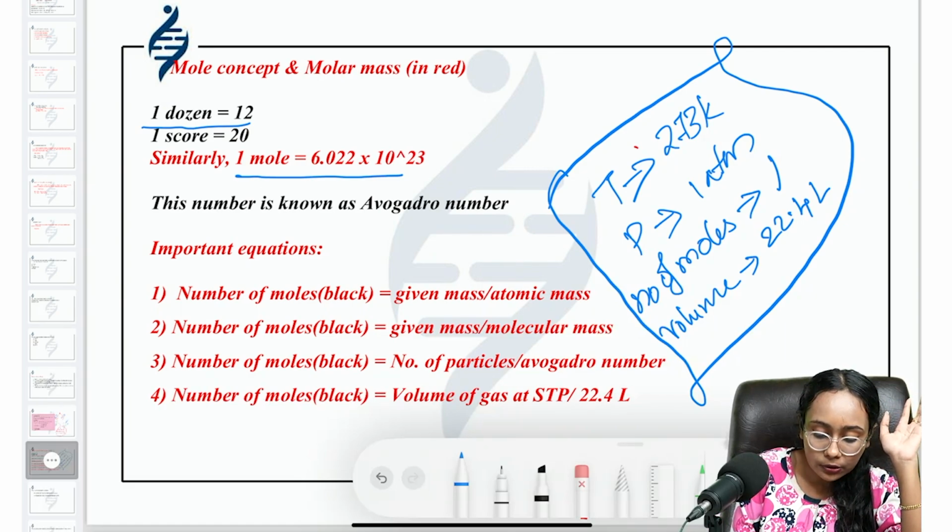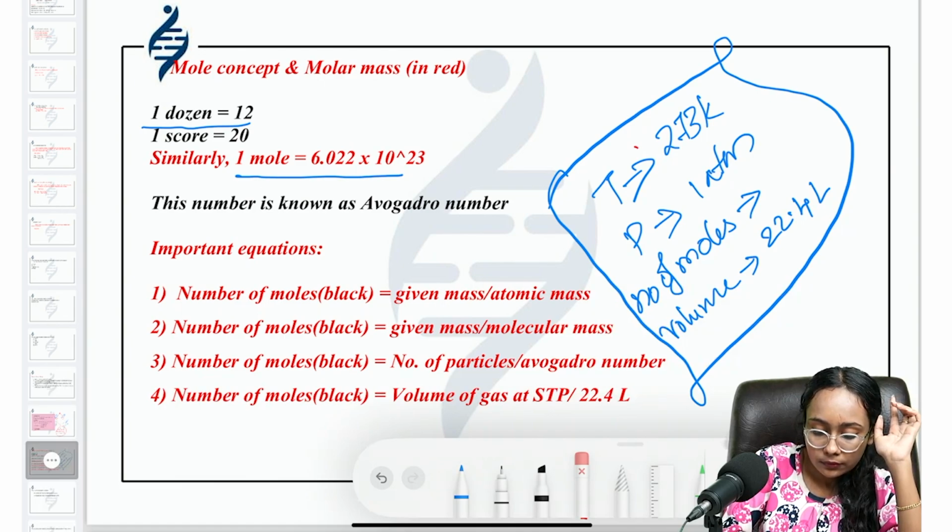What if I'm provided with 2 moles? Instead of 1, I'm provided with 2 moles.